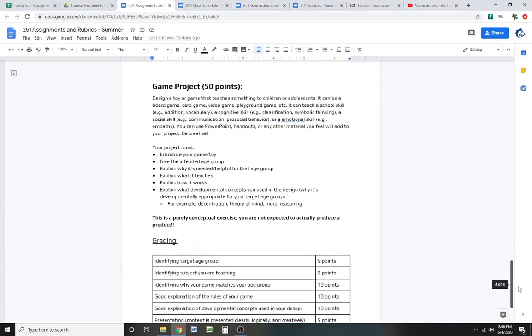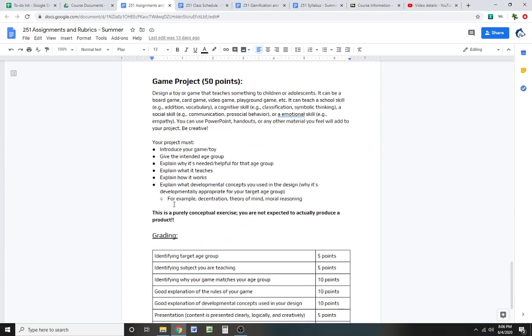And then your game project is worth 50 points. So here it is again, design a toy or a game that teaches something to children or adolescents. It can be a board game, card game, video game, playground game, etc. It can teach a school skill, a cognitive skill, a social skill, whatever you want. You can use a PowerPoint presentation, you can create a handout, any other material you feel will add to your project. Be creative when presenting this project to me.